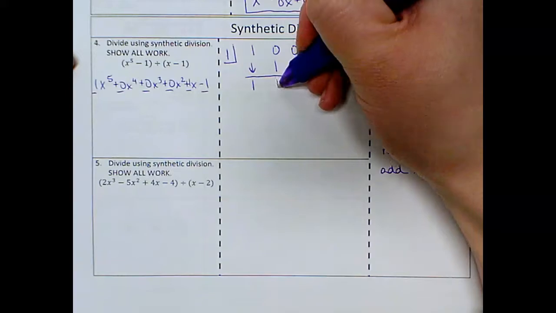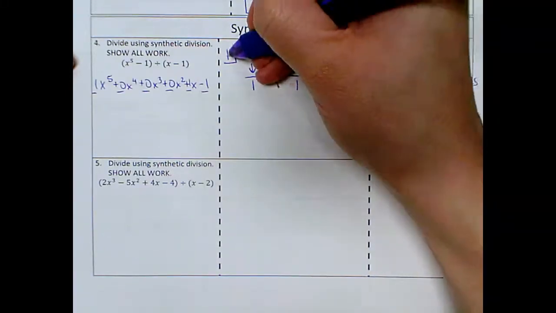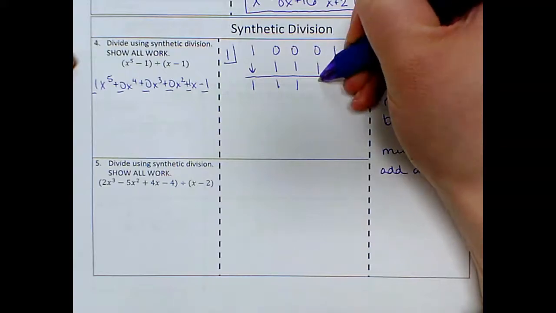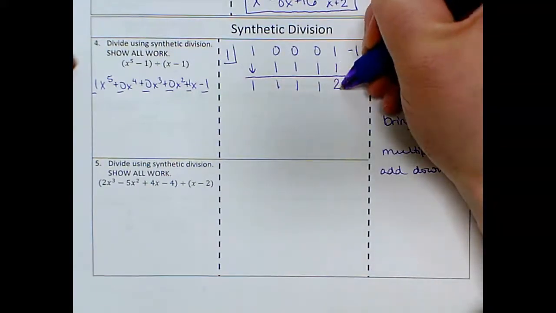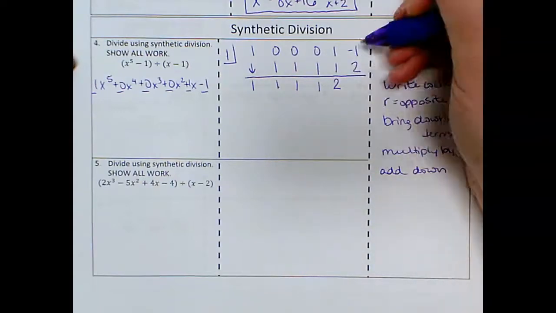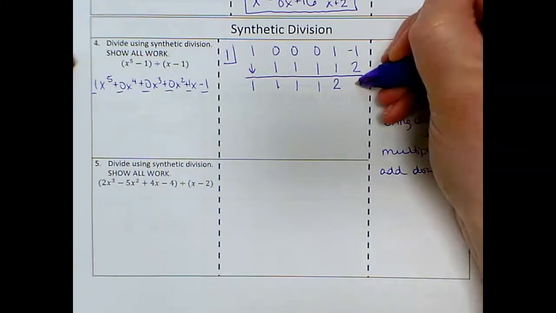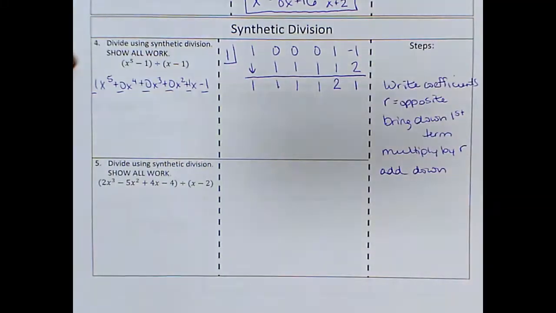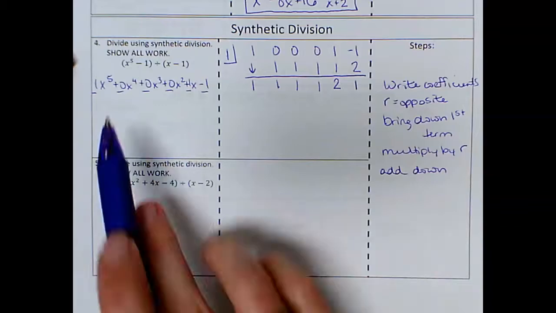And then you continue. 1 times 1 is 1. 0 plus 1 is 1. 1 times 1 is 1. 0 plus 1 is 1. 1 times 1 is 1. 1 plus 1 is 2. 2 times 1 is 2. Negative 1 plus 2. When you get into a rhythm and it gets messed up, you say things that are wrong. Sorry about that.